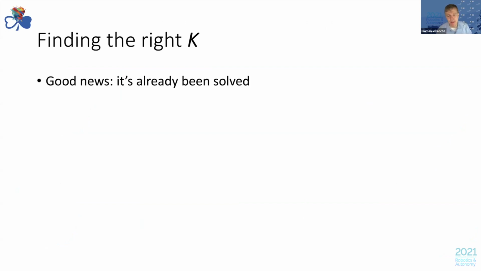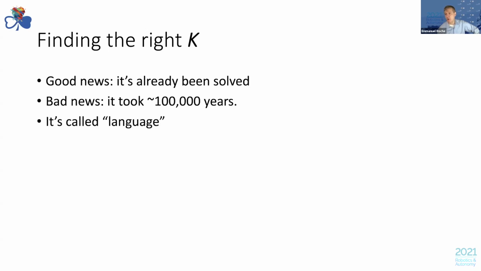So finding this K is very complex, and it has already been solved in some ways. So that's the good news. The bad news is that it took us 100,000 years to solve it. And when you think about it, it's exactly what language is. What is language? Think of it as evolution. We had a way to think without a language, right? Chimpanzees think differently, but they think. And then we don't really know, but let's say it took us 100,000 years, we were mapping whatever thinking model we had in our mind into something called language.